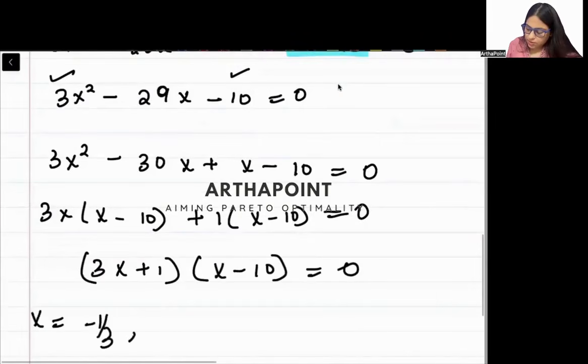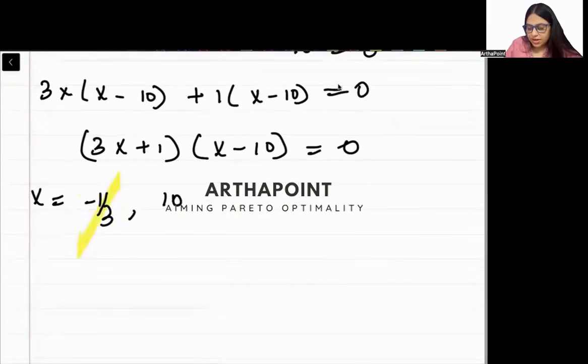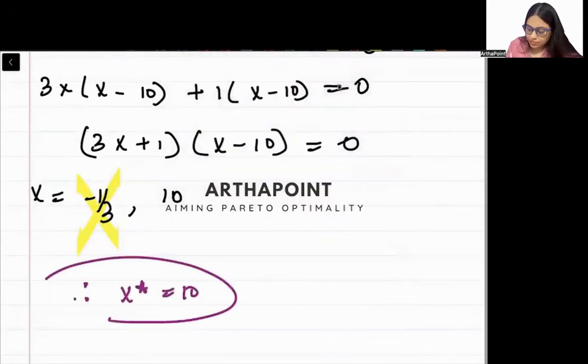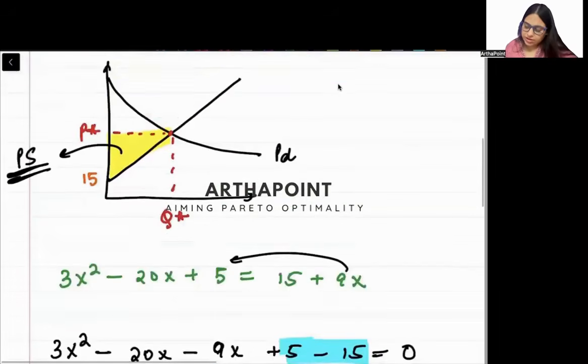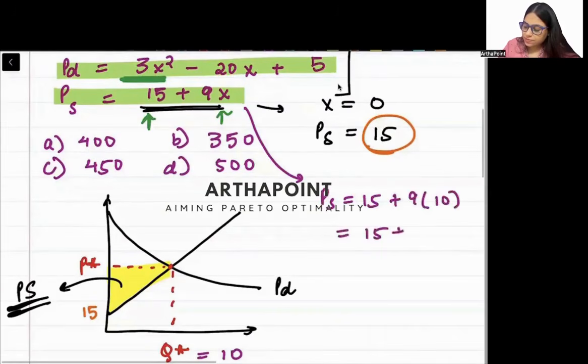x will be minus 1 by 3 and 10. x is quantity, and quantity cannot be negative. So therefore x will be 10. So I have got that the equilibrium quantity is 10. Put 10 in any of the functions, put it in the supply function. So price will come as 15 plus 9 into 10, 15 plus 90, 105.